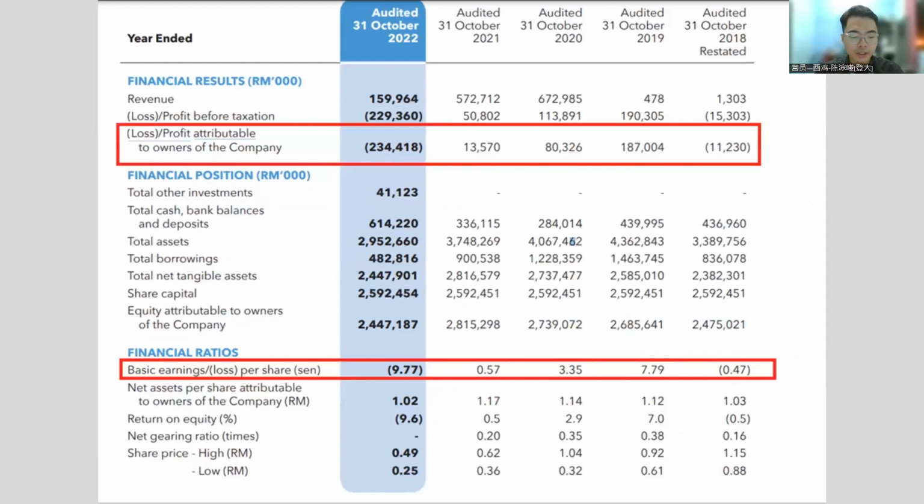Now let us see the financial result of this company. They have a net loss attributable to owners of the company in 2022, and for 2021 it is a net profit. So this results in a loss in basic EPS in 2022 compared to earnings in basic EPS in 2021, because the basic EPS is calculated by using the loss attributable to owners of the company divided by the number of shares. So in this case, the basic EPS is affected by the loss of the year of assessment.